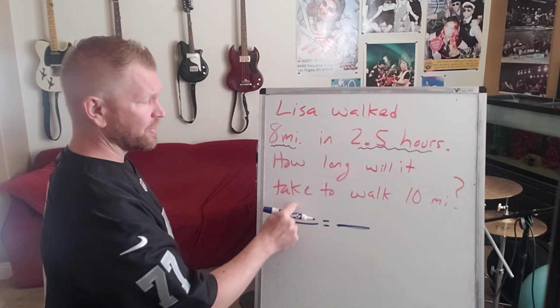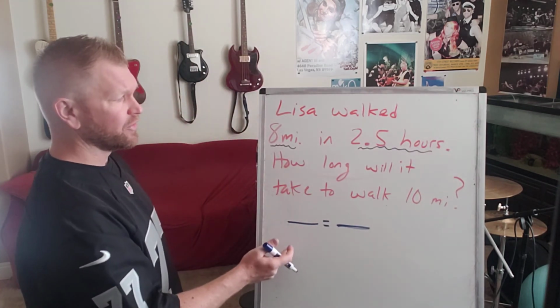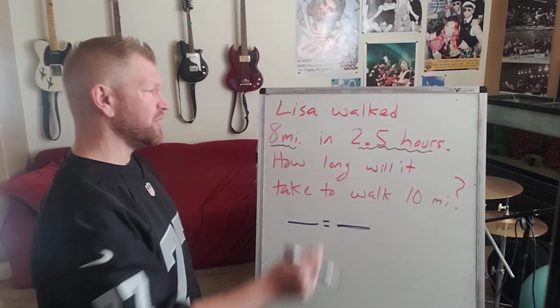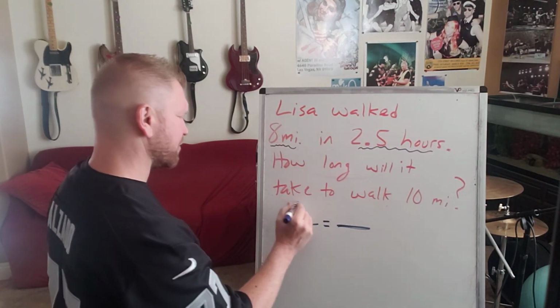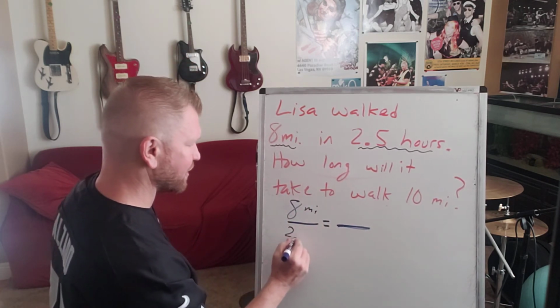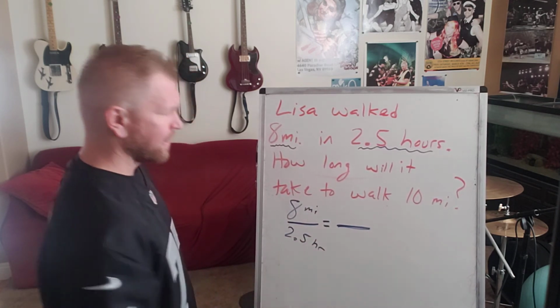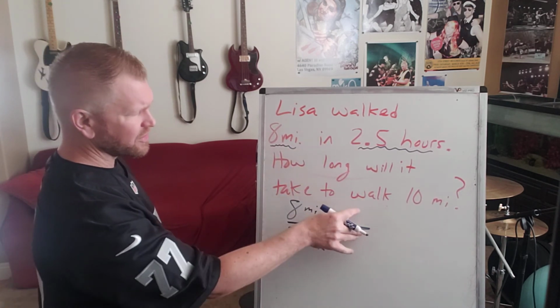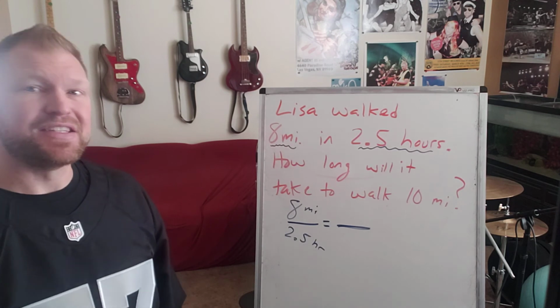Now again, you could put miles over hours or hours over miles as long as you're consistent on the other side. If it were a unit rate, I would probably do miles per hour. I think I'm going to put the miles first and the hours second, like this. Okay, so if I put 8 miles over 2.5 hours, what should go on this side? One of those on that side is going to be a variable.